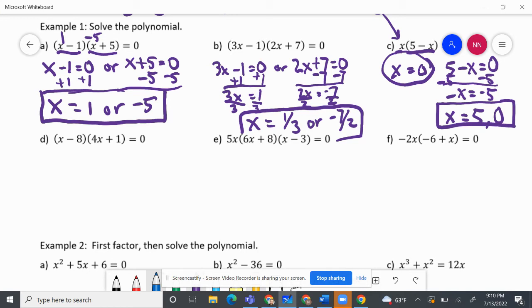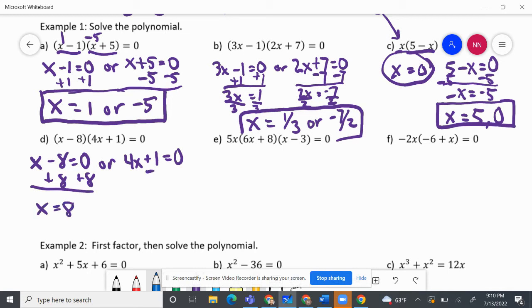So for letter D, we have x minus 8 is equal to 0, or we have 4x plus 1 is equal to 0. For the first one, we add the 8, and we get x is equal to 8. For the second one, what we do is we first subtract the 1, and then we divide it by 4. And so we get x is equal to 8, or negative 1/4.